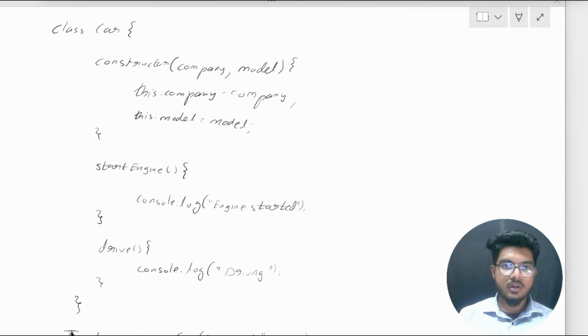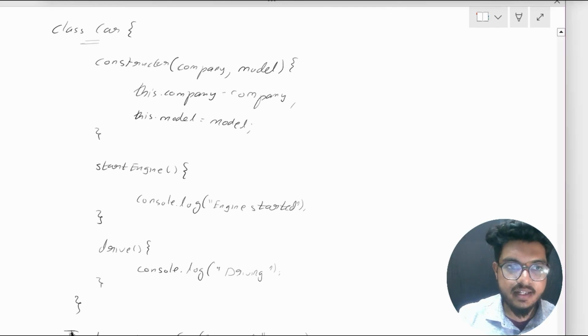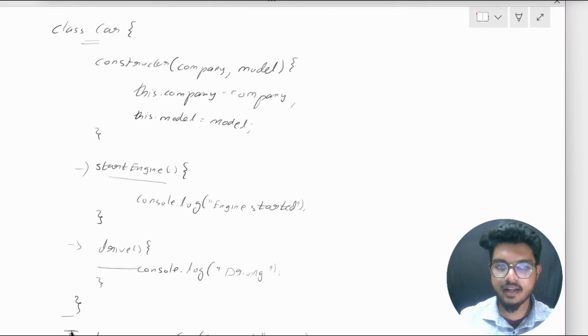Yes, everyone, I hope you are able to see this. First of all, we are creating a class of car. Inside this, we have two methods or functions called start engine and drive. What does start engine do? It will print engine started whenever we call that function or method, and drive will print driving.